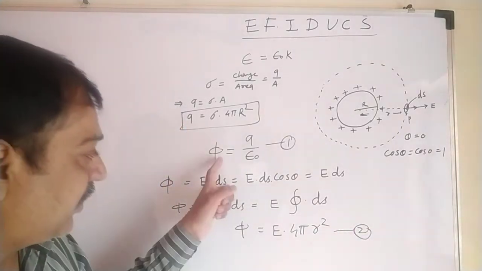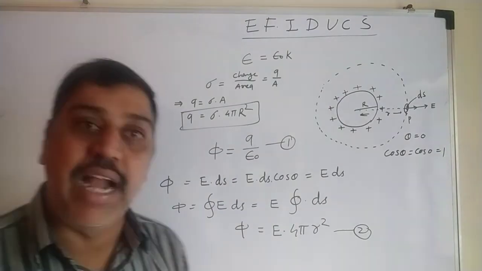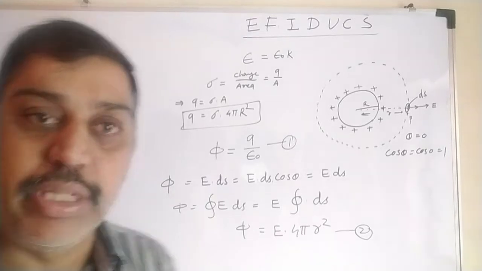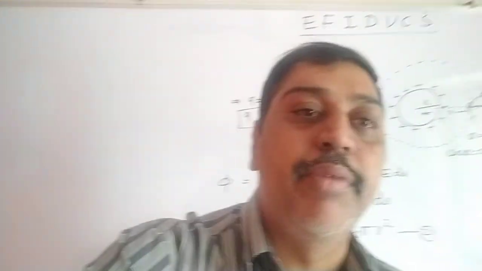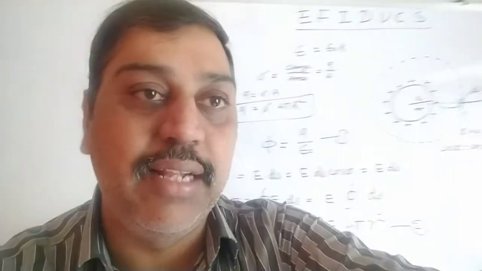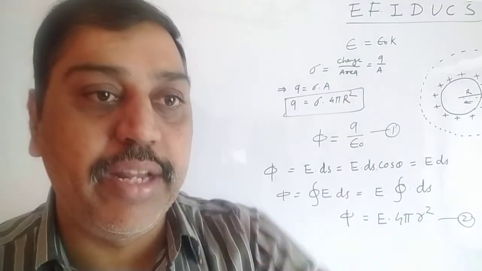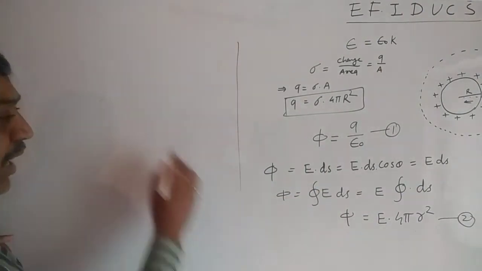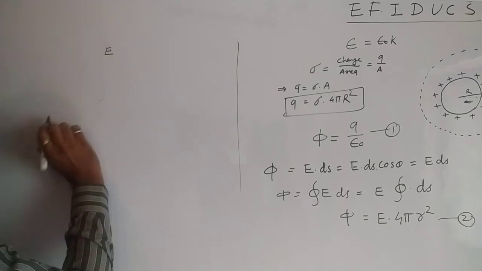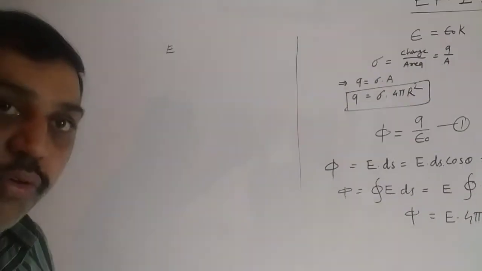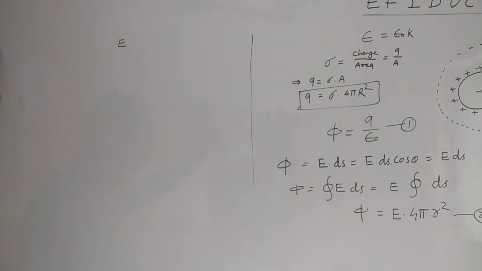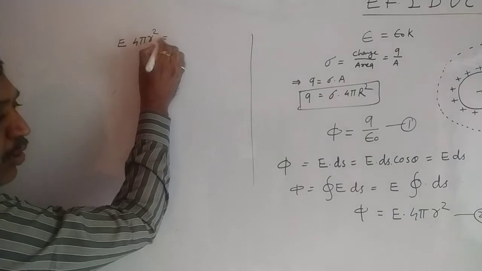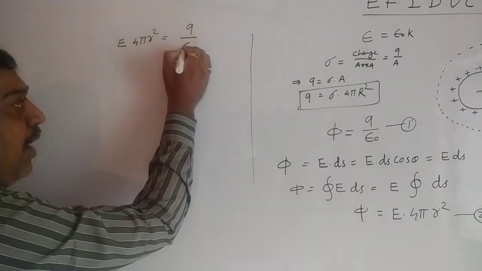If we consider equations 1 and 2, the left hand side is the same, that is phi, so the right hand side must also be the same. So we should equate equations 1 and 2. What can we write here? From equation 1 and 2, E into 4 pi r square equals Q divided by epsilon 0.